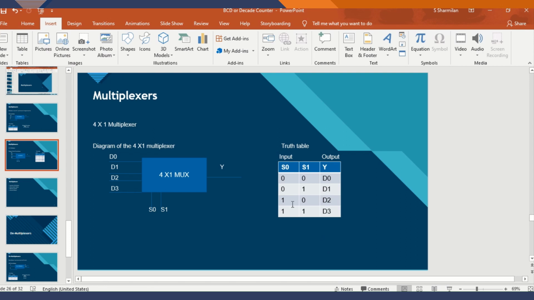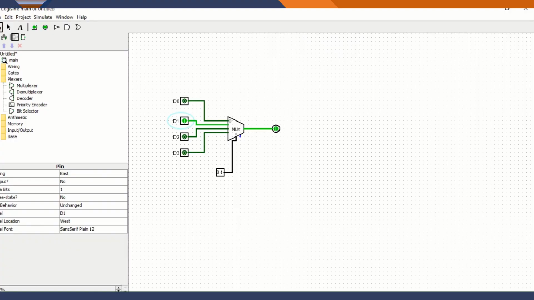Next condition, S0 equal 1, S1 equal 0. That time my output Y equals D2. Here D2 equals 0 and my output equals 0. Now I am going to change D2 equal 1. See, my output Y equals 1. That means my output Y equals D2.